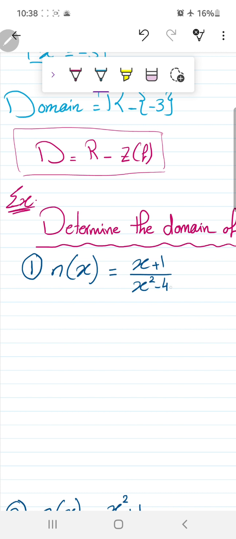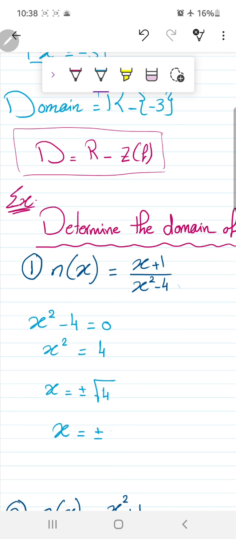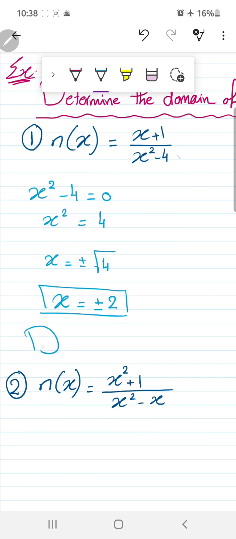Here our denominator is x power 2 minus 4. Put x power 2 minus 4 equals 0. Move 4 to the other side, x power 2 equals 4. What's the opposite operation of power 2? Square root. Here the power is even, so don't forget positive or negative square root of 4. X equals positive or negative 2. So the domain equals R except 2 and negative 2.